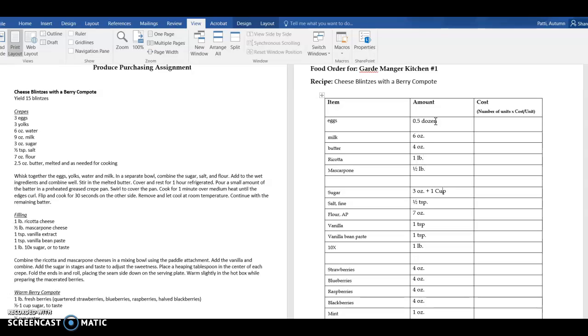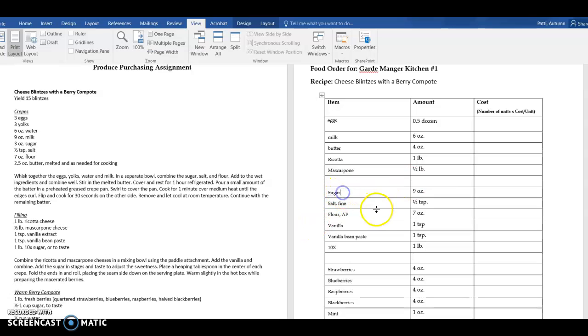Now the sugar, 3 ounces plus 1 cup. Now I know from experience that your sugar is going to weigh about 6 ounces per cup. That would be something I could look up in the back of my textbook in Appendix C to see what 1 cup weighs. So for now, I'm going to assume that's 6 ounces and change this to a total of 9 ounces. I don't want to have mixed units here. Salt, I'm going to leave at half a teaspoon. Flour, 7 ounces is fine. Vanilla bean paste, and 10x sugar. All of that is okay.